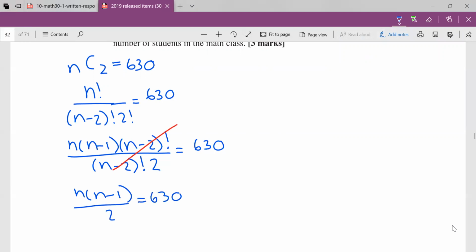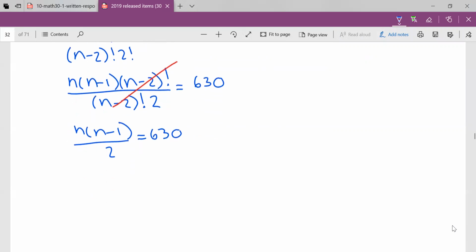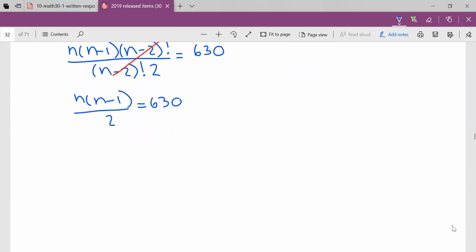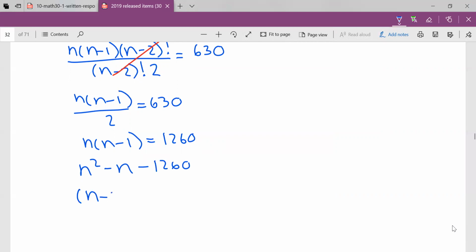And I'm just going to rewrite my next line so that for the person marking, it's crystal clear what's happening. Okay, I'm going to multiply both sides by 2. What's that? 1260. Now I'm going to distribute my n and bring over my 1260. Now I need to factor this thing. It takes a second to factor this. You're going to have to pick up your calculator and play around with it a bit. So it's n minus 36, n plus 35.